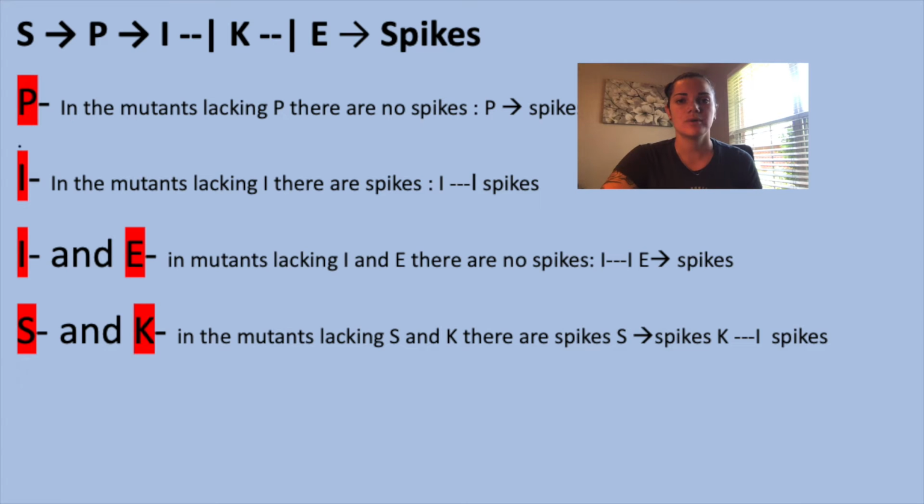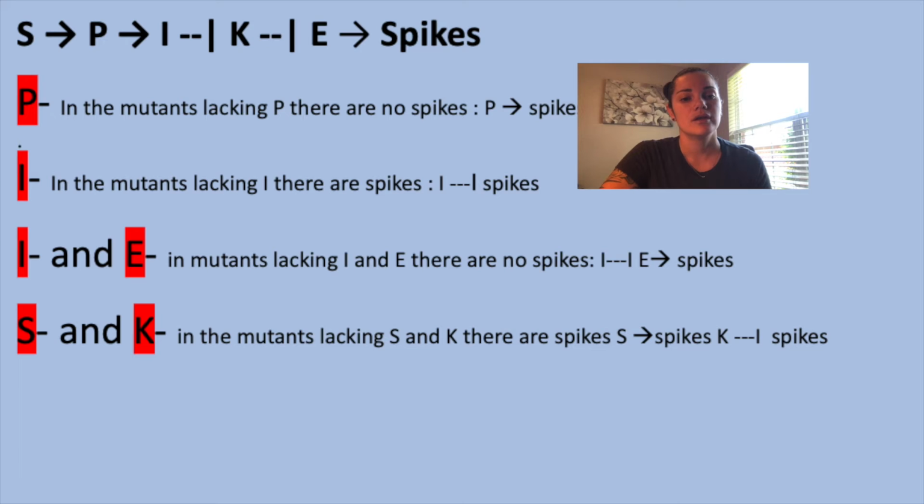So we are talking about developmental genetics, and this is the 4-2C prompt. The pathway here leads to the formation of spikes in certain cells of the ectoderm of the spiny beetle. In the mutants lacking P, there are no spikes, and P is represented with an arrow to spikes, meaning that if you did have P, there would be spikes, which is why we are representing it with an arrow.